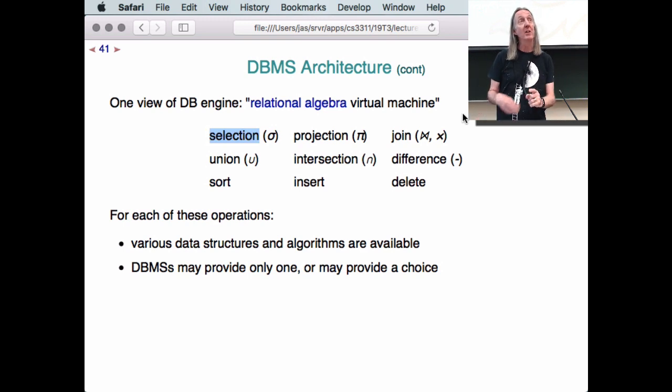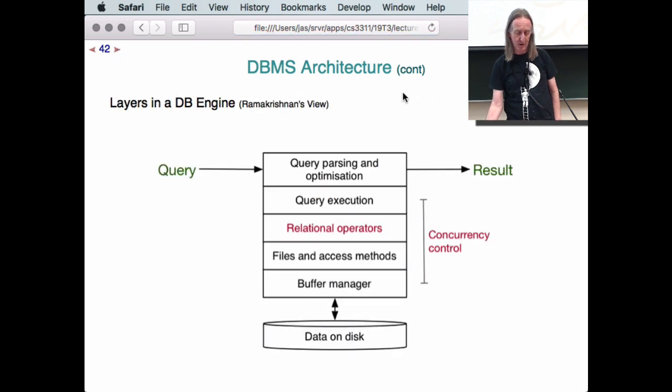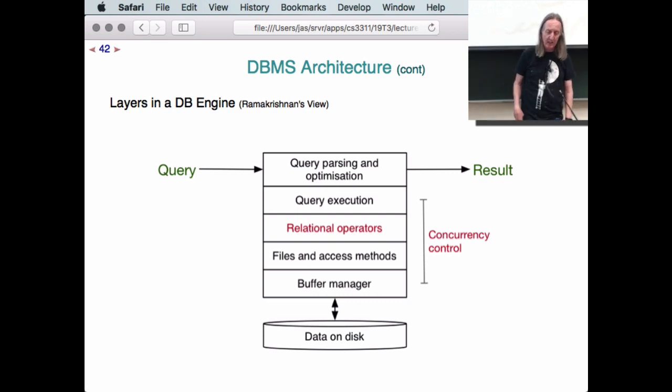And of course, you might want to make sure that you ask your query in such a way that the database will choose a particularly efficient version of a relational algebra operator. Alright, so how does the whole thing fit together?